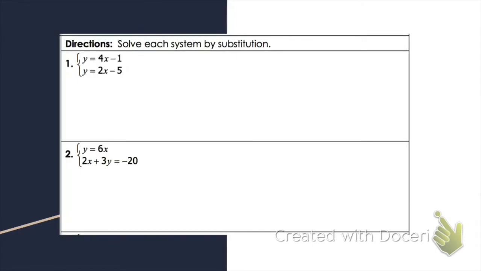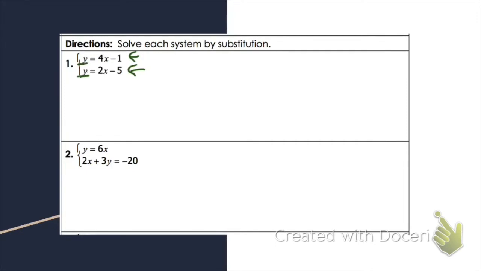All right, we're going to practice some problems. On this first one, we're going to go to step one. It says solve for X and Y. Well, they've already done this for us because if you see, Y equals 4X minus 1, and this one's Y equals 2X minus 5. They've solved for Y for both of us.